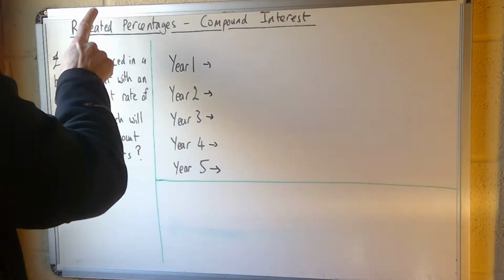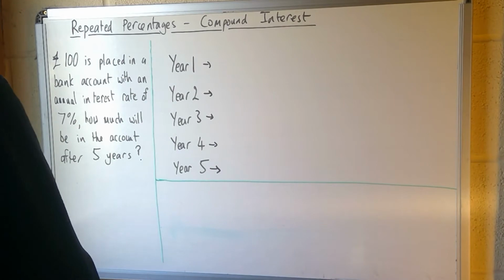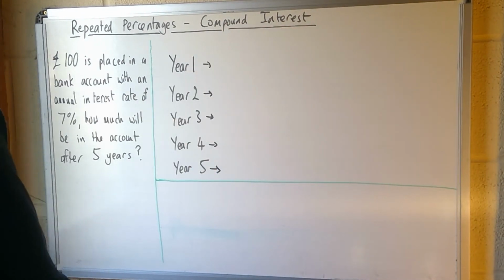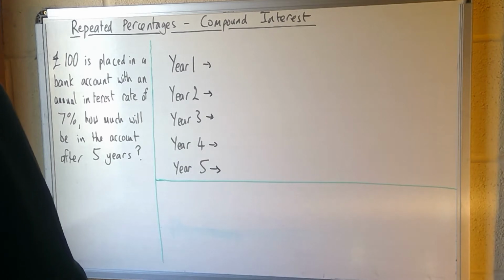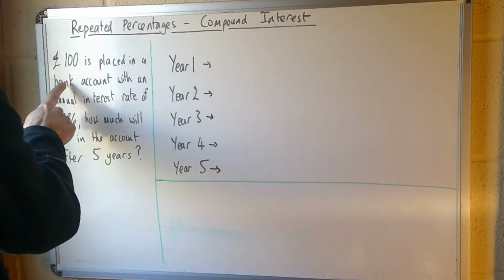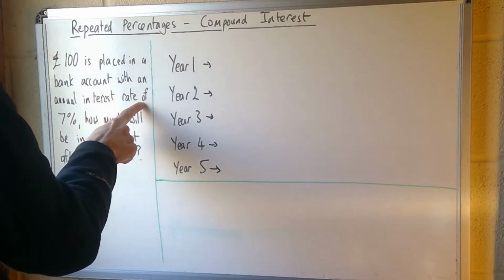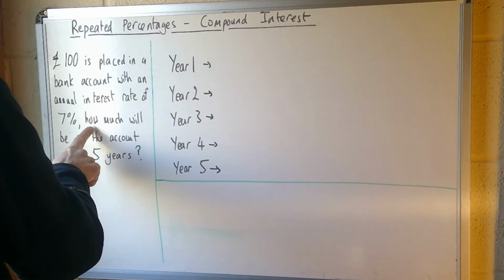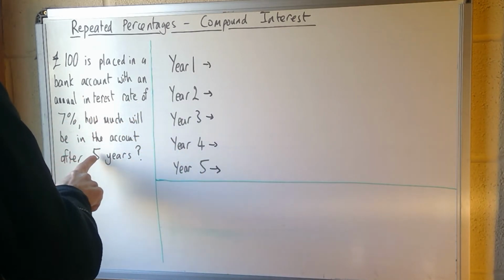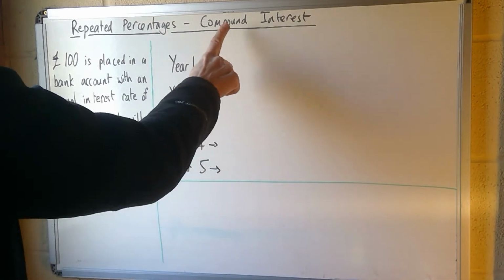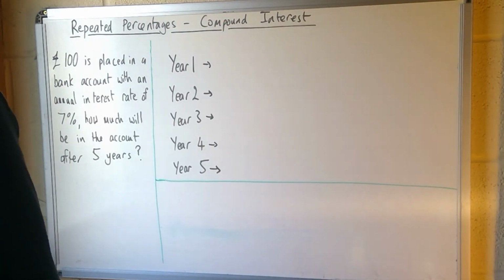Okay, today we're going to look at repeated percentages, which is often called compound interest. So I've got an example for us today. £100 is placed in a bank account with an annual interest rate of 7%. How much will be in the account after 5 years? And this is a compound interest problem.